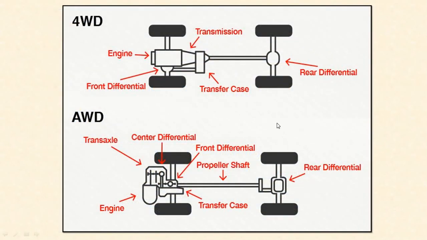The difference between four-wheel drive and all-wheel drive we can see in the comparison between both figures. The engine is mounted on the front side, with the front differential and rear differential, and the transfer case is provided after the transmission or gearbox in four-wheel drive. That is the difference in all-wheel drive. The engine, transaxle and center differential are provided with the front differential, so that in all-wheel drive the power is equally divided to all four wheels, and the propeller shaft in the middle provides the torque to the front as well as the rear. So this is the difference between four-wheel drive and all-wheel drive.